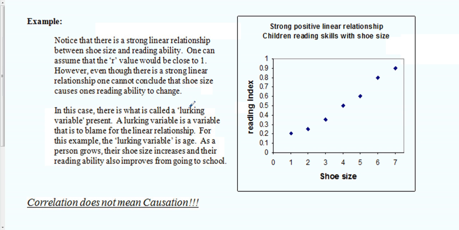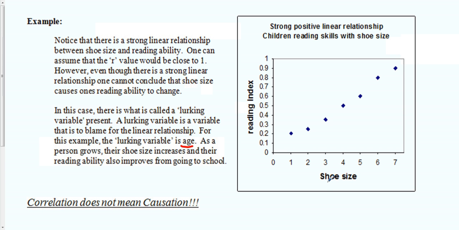In this case, there is what is called a lurking variable present. A lurking variable is a variable that is to blame for the linear relationship. So in this example, what would make a child's shoe size go up and their reading index go up? Well, it would probably be age. For this example, the lurking variable is age. As a person grows, obviously their shoe size is going to grow and their reading ability should also improve.